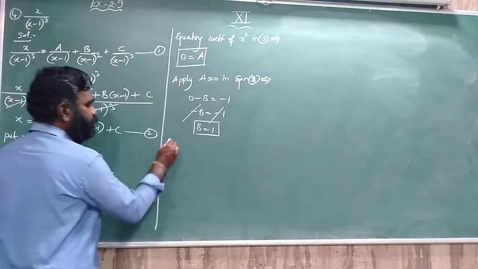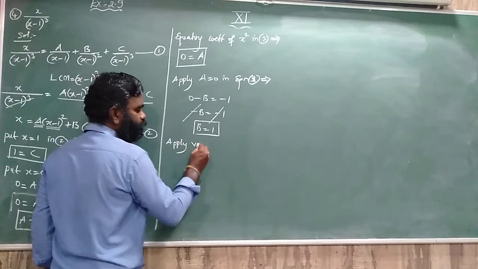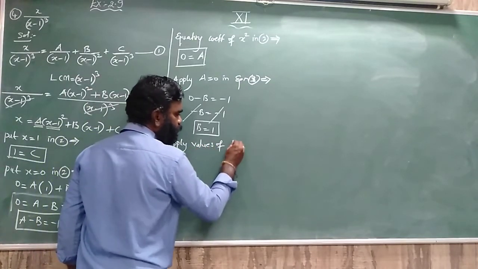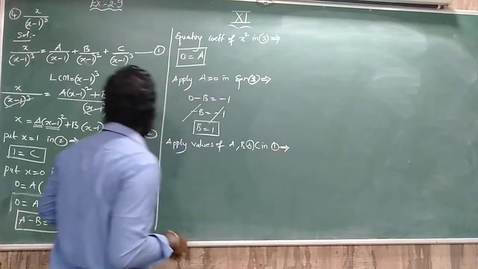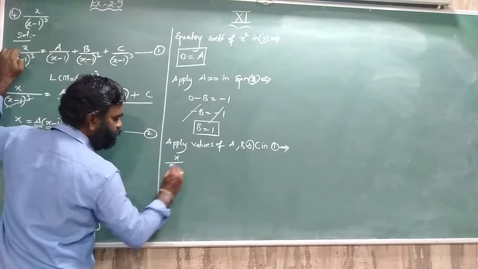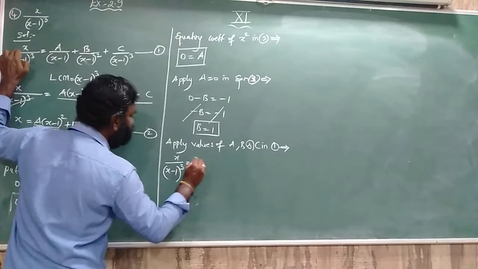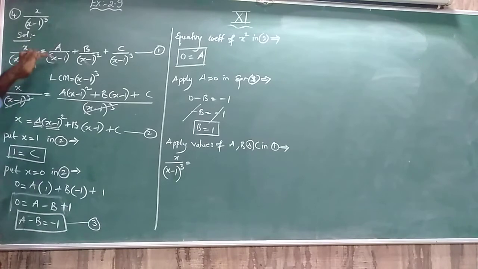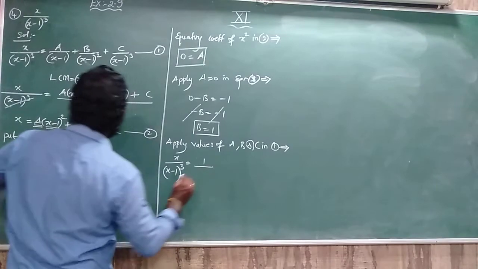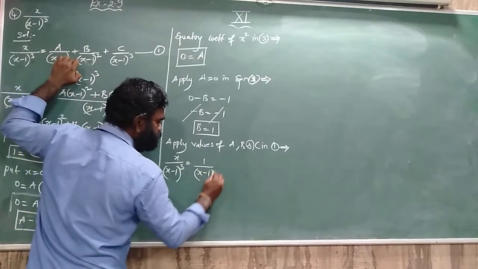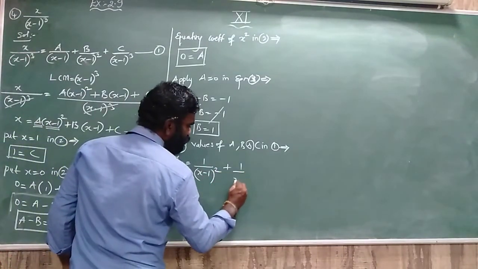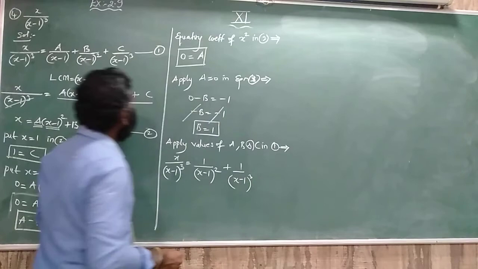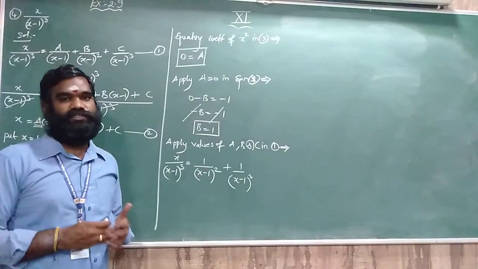So apply values of A, B and C in equation 1. What is the given equation? x divided by x minus 1 the whole cube is equal to, what is A value? 0. 0 by anything is 0. Don't need to put. What is the B value? B value is 1. 1 divided by x minus 1 the whole square. Next, C value. What is C value? 1. Plus 1 divided by x minus 1 the whole cube. So, this is our required answer for this sum. Thank you.